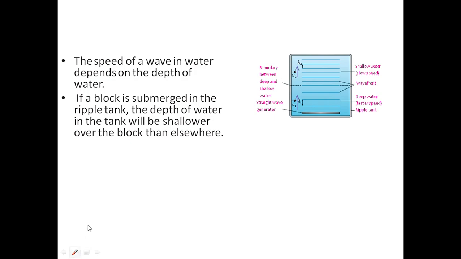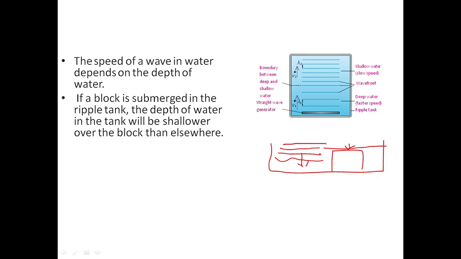Let me show you in the form of a diagram. On the side view of this ripple tank, if we place a block over here, the water surface will be at the same level, but the depth over here will be more and the depth over here will be less. So when water moves from here to here, its velocity will change. Let's see what happens because of this.